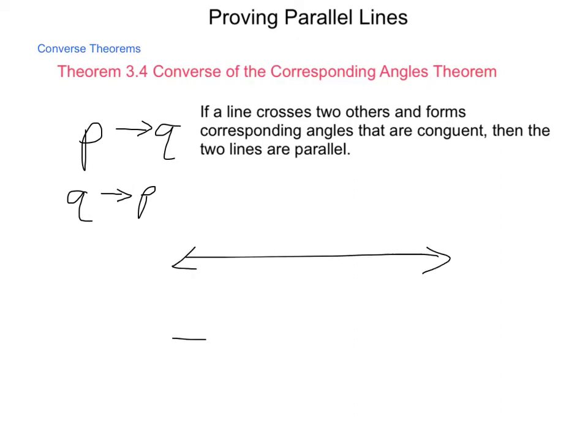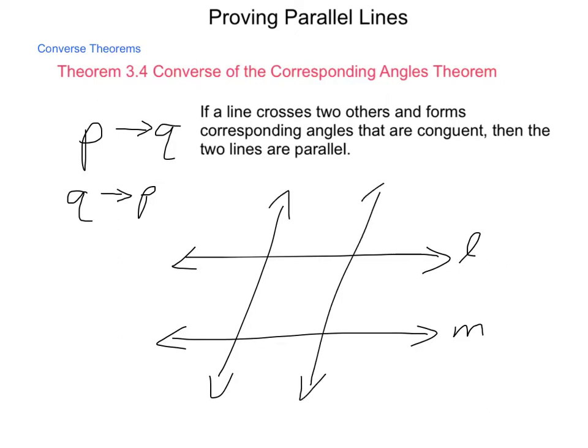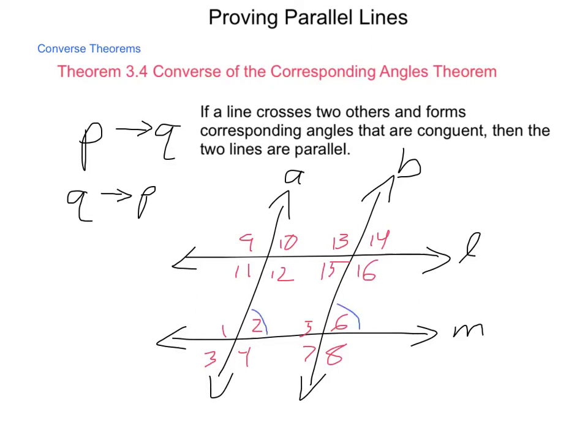If I have lines formed here, call them L and M, with another pair here, we'll call them A and B. Number a series of our angles. Let's go 1, 2, 3, 4, 5, 6, 7, 8, 9, 10, 11, 12, 13, 14, 15, and 16. Now what if I told you that I knew that angles 2 and 6 were congruent to one another? Based on that information, which lines would be parallel?